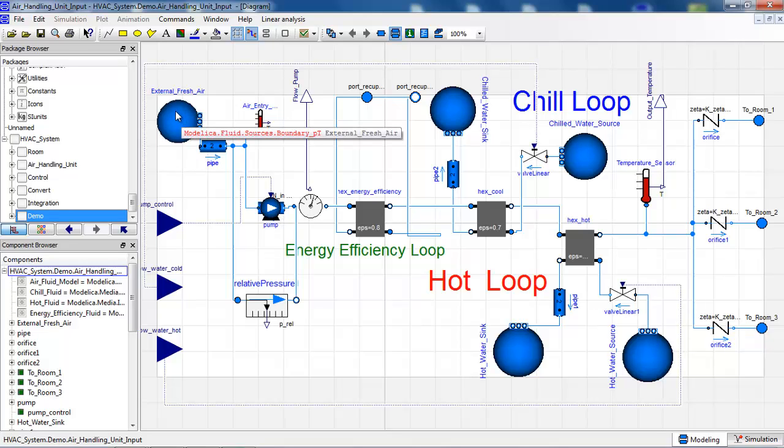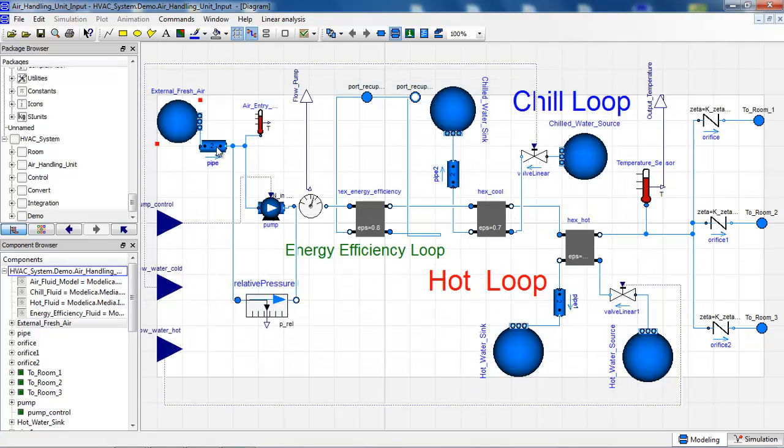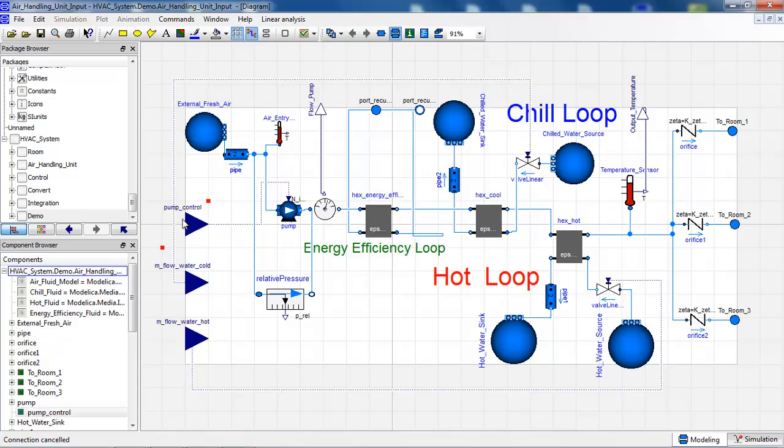I have external fresh air with a defined pressure and defined temperature that are parameterized. I have a pipe to go through a pump, and I have here a controller for my pump. After the pump, I will have 3 different heat exchangers.